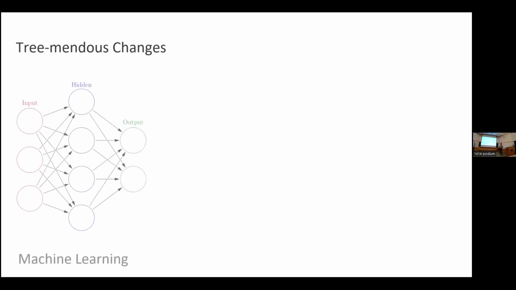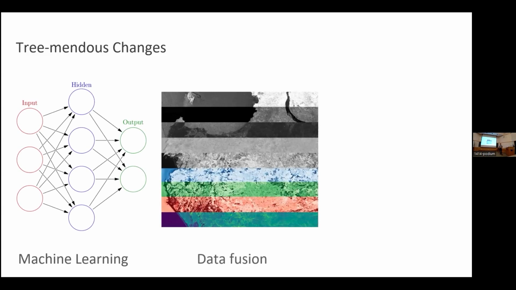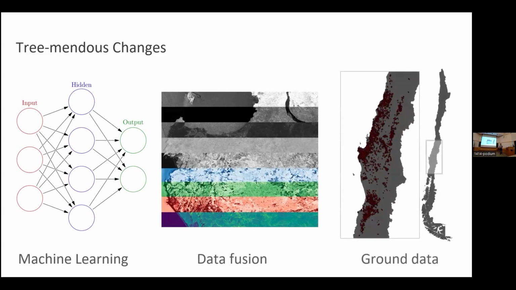And this is where our project comes in. Using advancements in machine learning, remote sensing data fusion, and this unusual but very large ground data set that we have access to, we believe we can help reduce uncertainty and take advantage of this really unique data set.